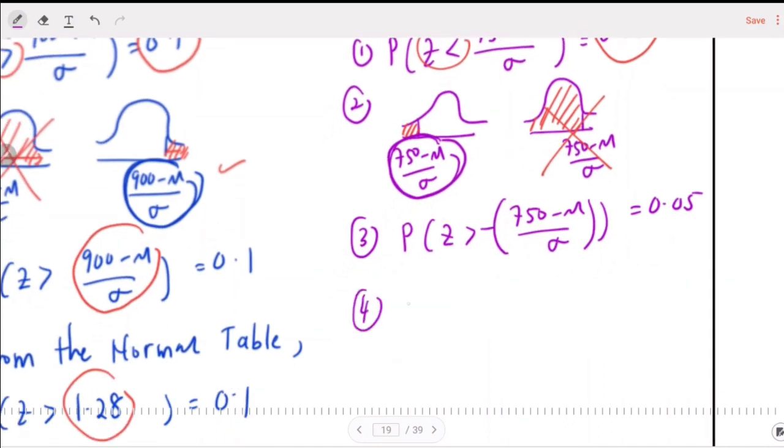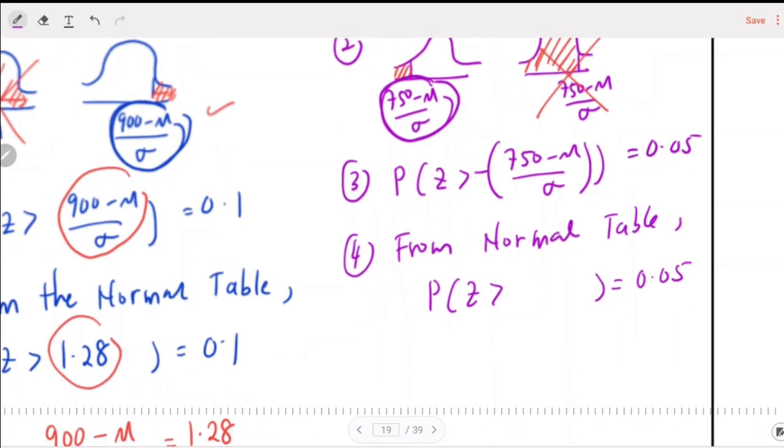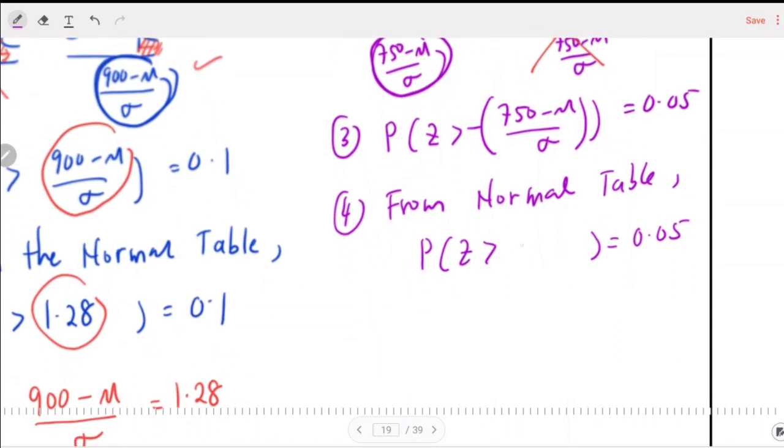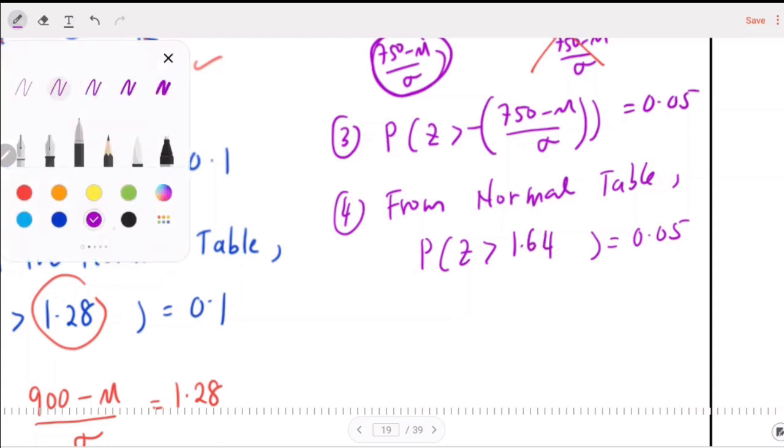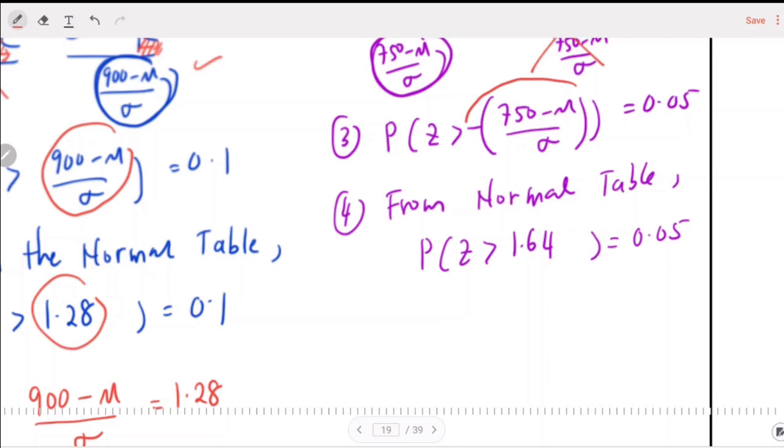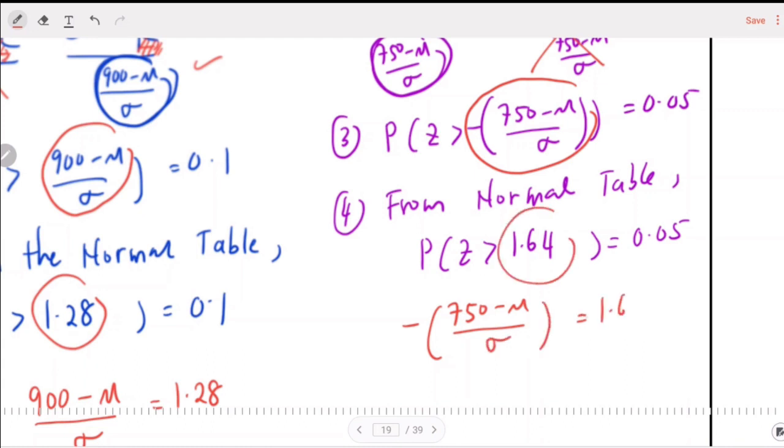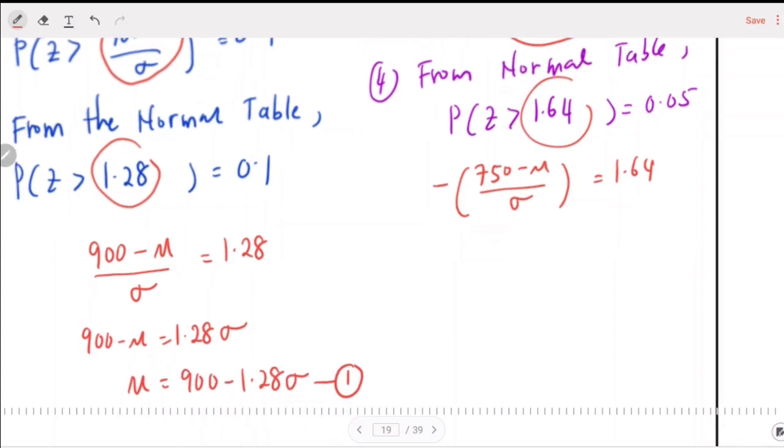Lastly, take a look at the standard normal table. Find the value of Z that will give us probability 0.05. If you take a look at the normal table, you're going to get the value of Z is actually 1.64. Then compare negative 1.64, then simplify until we get the answer.